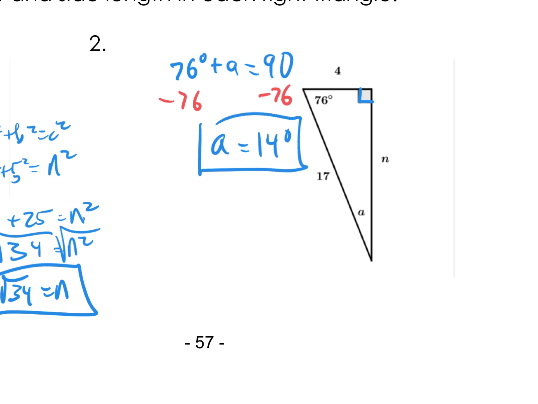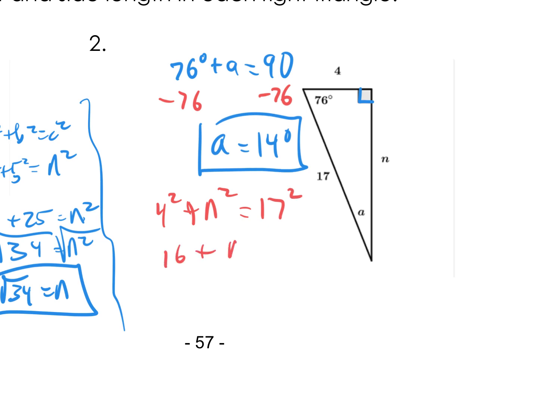That's easy enough. And how about a little Pythagorean theorem here? So remember, we've got to take the legs squared. So that is 4 squared plus N squared equals 17 squared. And so we square this up. And 17 squared is 289. So let's make that 289.